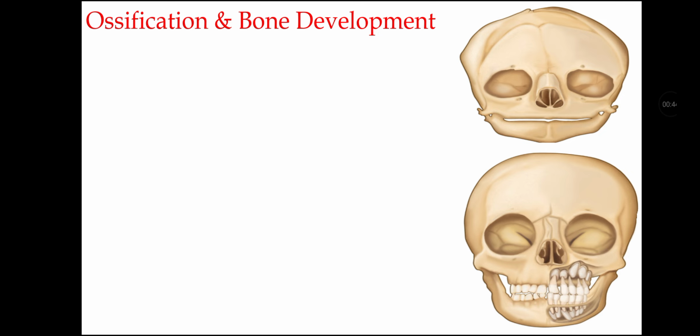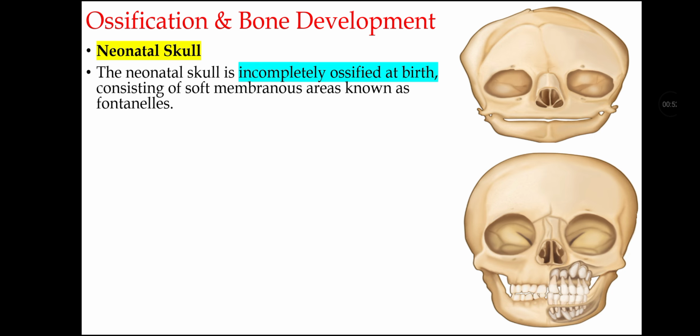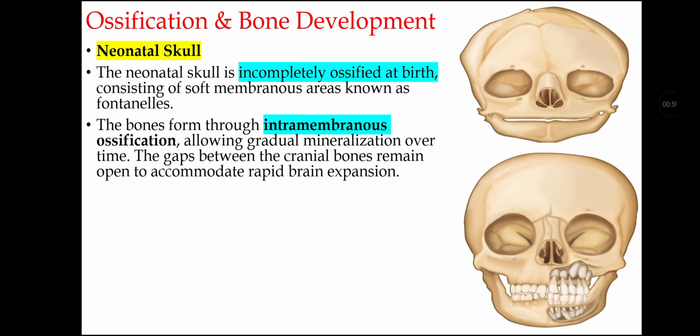Now let's talk about the first difference, that is ossification and bone development. First we will talk about the neonatal skull and then we will talk about the adult skull. In the neonatal skull, there is incomplete ossification at birth, consisting of soft membranous areas known as fontanelles. These bones form through intramembranous ossification, allowing gradual mineralization over time, and these gaps between the cranial bones remain open to accommodate rapid brain expansion.